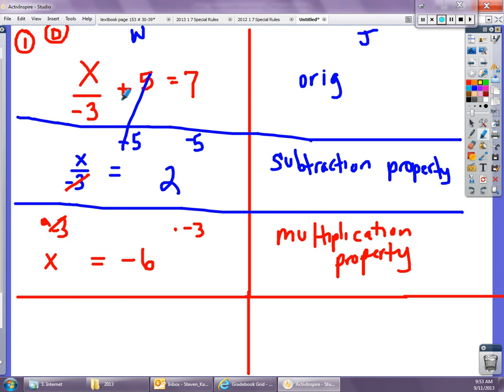I wrote original. There's a 5 on both, there's a plus 5, so to move it over and get it canceled on this side, I did minus 5 on both sides. That's the subtraction property. And you're left with x over negative 3 equals 2. Now, to cancel out the dividing by negative 3, we're going to multiply both sides by negative 3, and that's the multiplication property. And you're left with x equals 2 times the negative 3, which is negative 6. Please also, if I'm going too fast, pause the video or rewind the video.